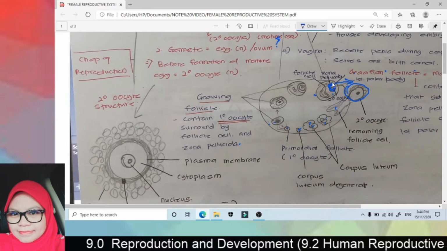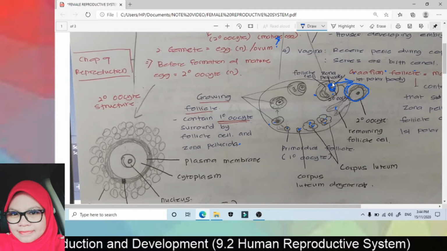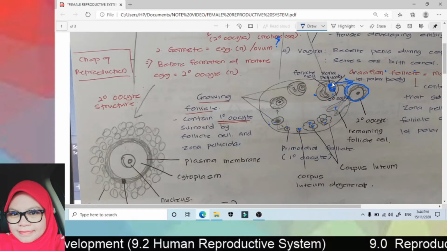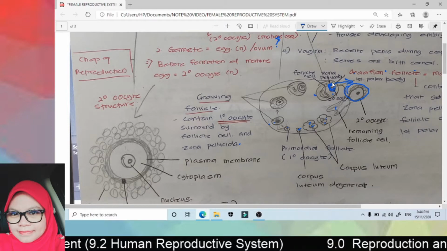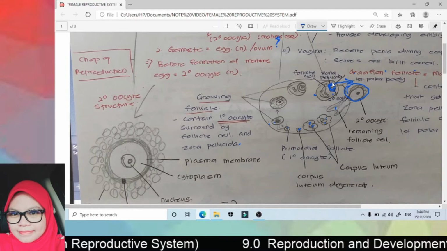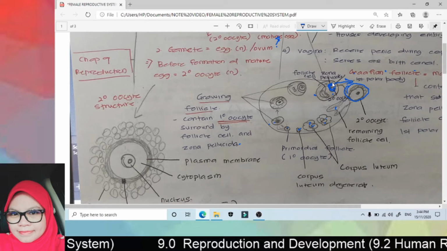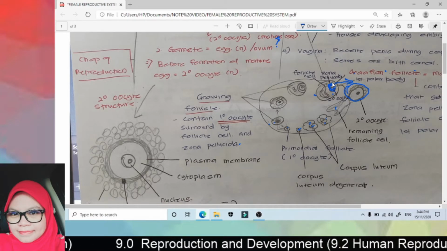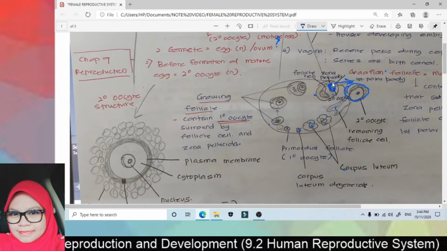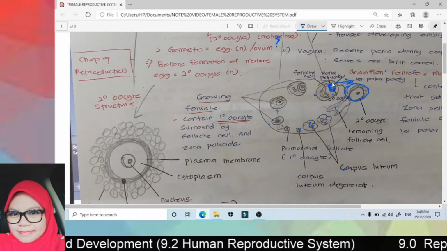And then the growing follicle becomes mature and is called Graafian follicle, which carries secondary oocyte together with first polar body. But later on, this first polar body will degenerate. And then the Graafian follicle may undergo ovulation, where the follicle will burst and release the secondary oocyte. And the remaining follicle cells will form a structure called corpus luteum. And then finally, this corpus luteum will degenerate.